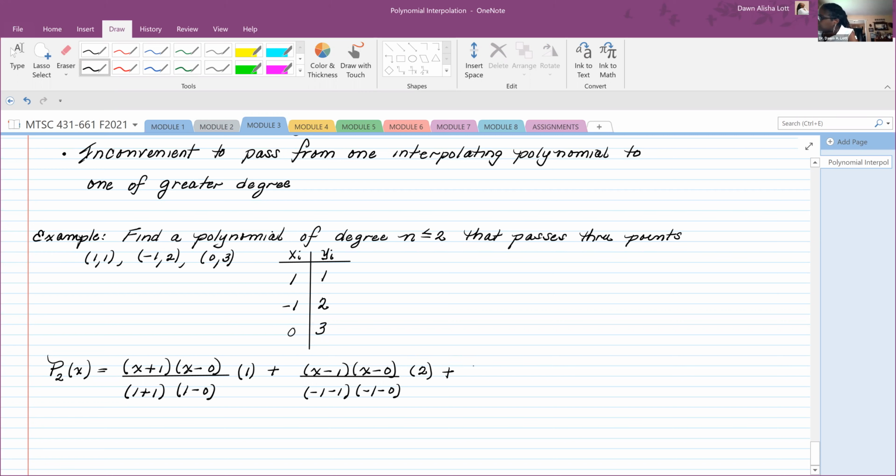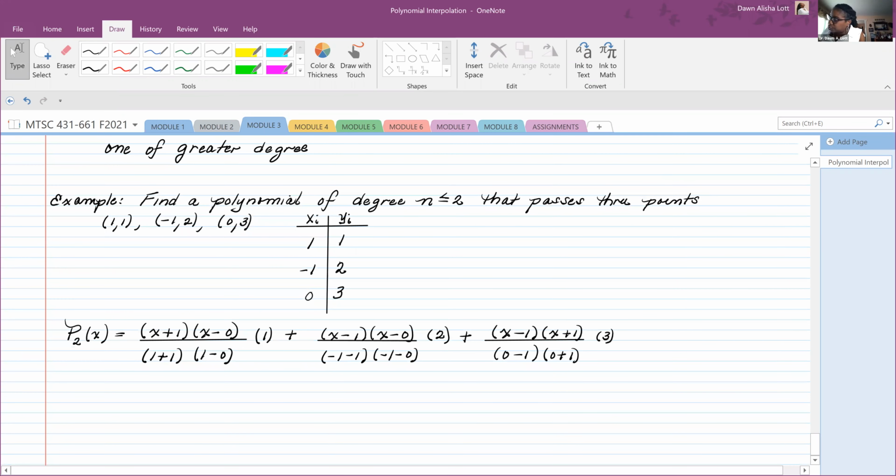And now we're going to leave out the 0. So we'll get X minus 1 times X minus negative 1 divided by 0 minus 1 and 0 minus negative 1 times the third value of 3. So in the denominator, I get a 2. So this turns out to be 1/2. I'm going to take that x. So I'm going to get x squared plus x.